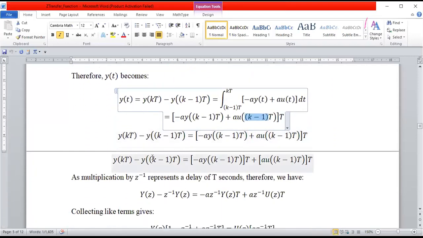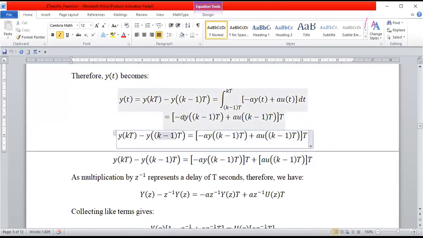And when you, yeah, I just brought down this. So I brought down this here, and it becomes this.